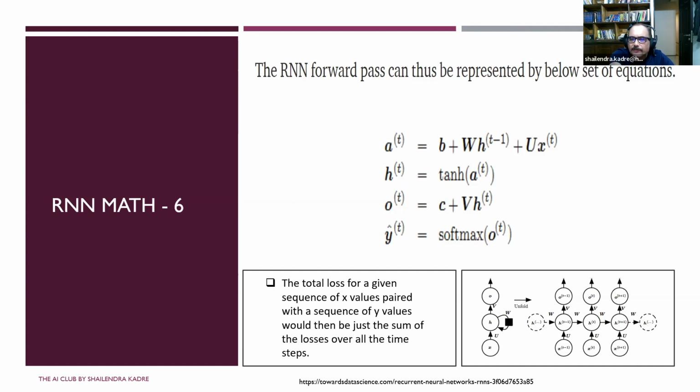The first equation whatever we have learned is broken down into two equations. First is your AT, which is nothing but bias plus these two weights multiplied, W and U. Then we apply a tanh activation function on AT, which becomes HT. Then HT gets multiplied by the in-between weight matrix V and added to another bias C, which becomes your output. The final output Y is the probability. You have to convert in terms of probabilities, right? So you apply a final layer softmax function on OT. Are these 3-4 equations clear to you?